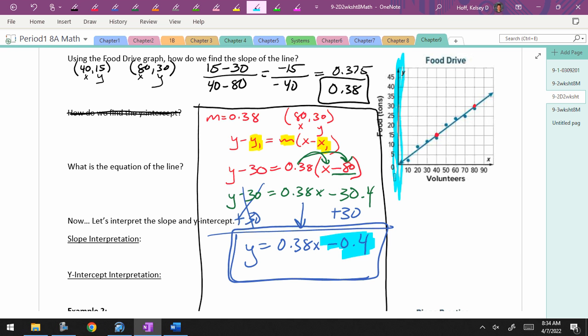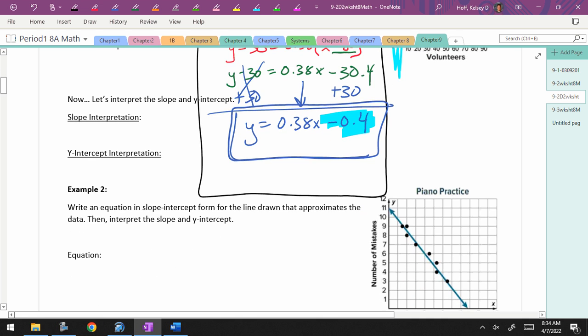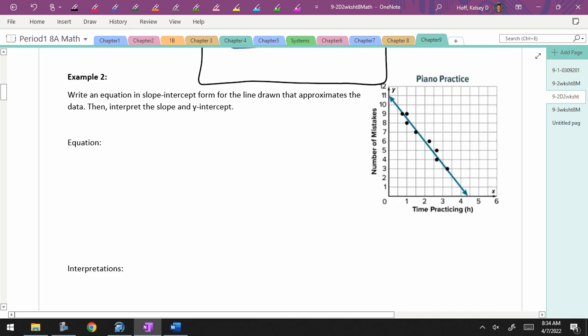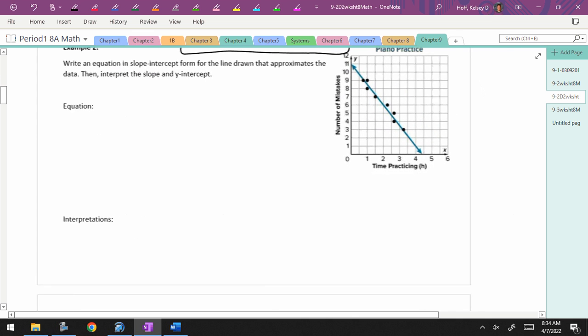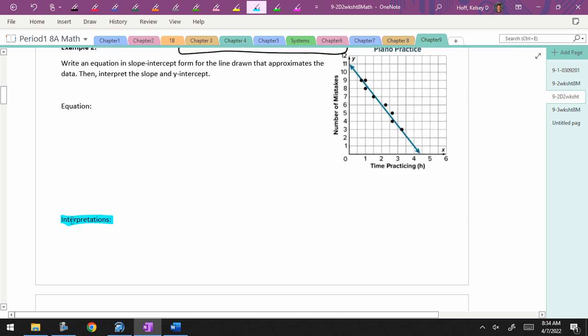This is the process you will do on every single problem today, over and over and over. And guess what we're going to do tomorrow? The same thing, over and over, because you're going to get really good at it, okay? Really good at it. All right, we are skipping the slope and y-intercept interpretation. We are going down to this bottom part. We're not really going to do this interpretation part.